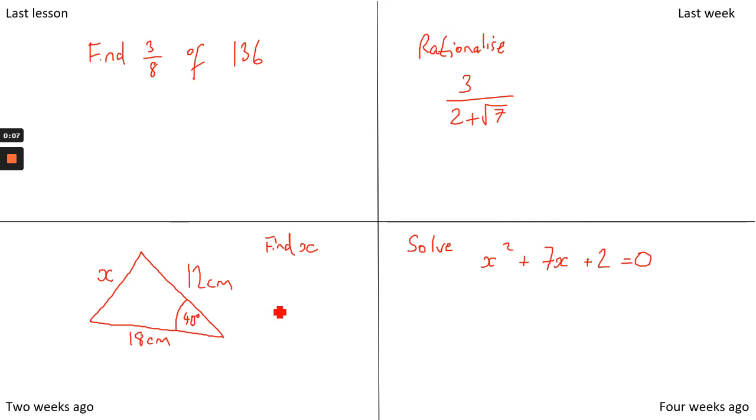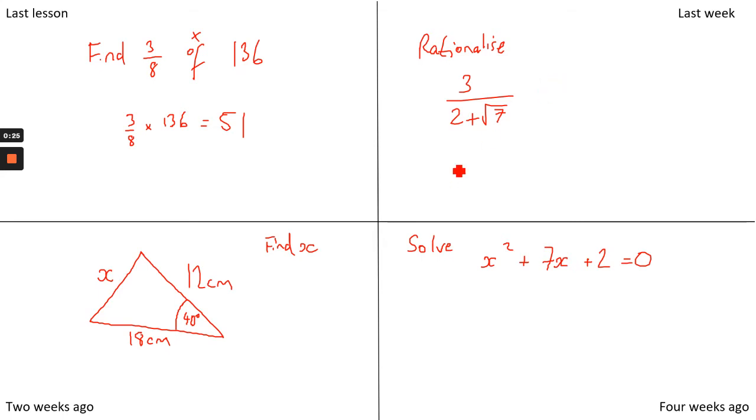Okay, so 3/8 of 136. Well, that just means multiply in maths. So 3/8 multiplied by 136. So we just need to do 136 divided by 8 multiplied by 3, which gives us 51.